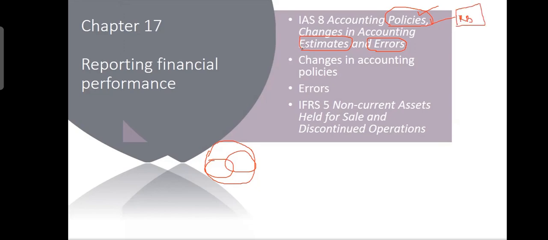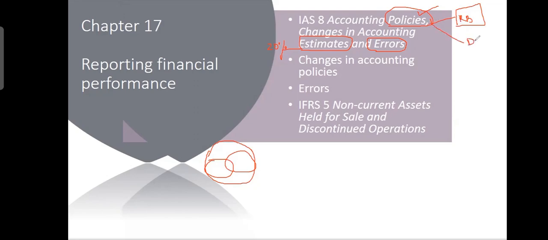Now, estimate is a different thing. An estimate is, for example, what will be the residual value of this motor vehicle at the end of 5 years. You say it will be 20% of its cost. That is an estimate. This is not a matter of policy. The useful life is 4 years or 5 years, maybe you decide 6 years. That's an estimate. But how do you depreciate? That's a policy.